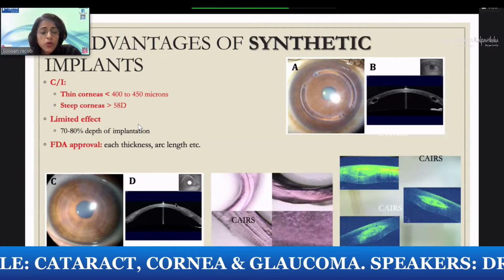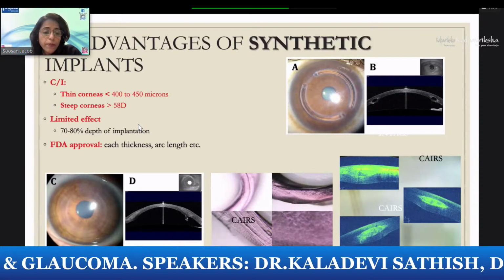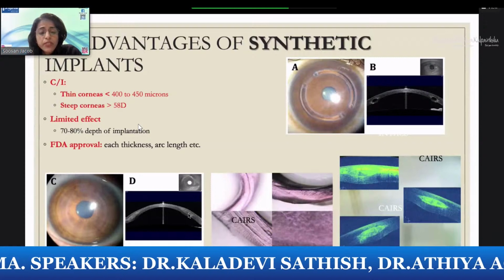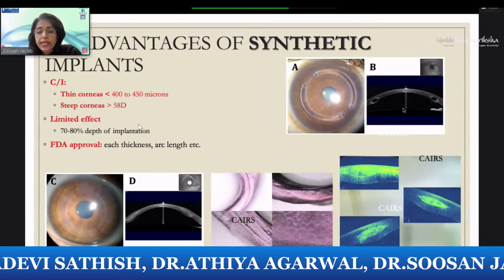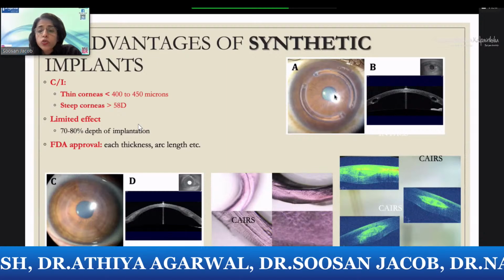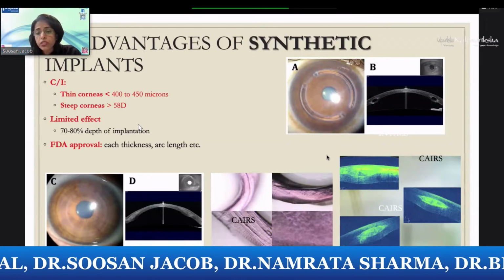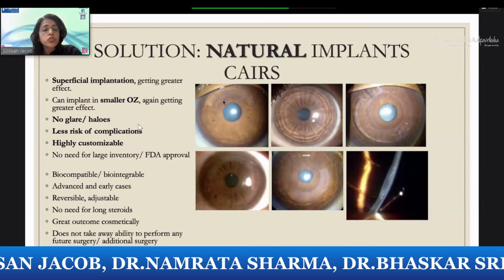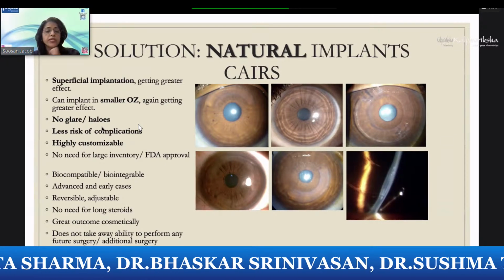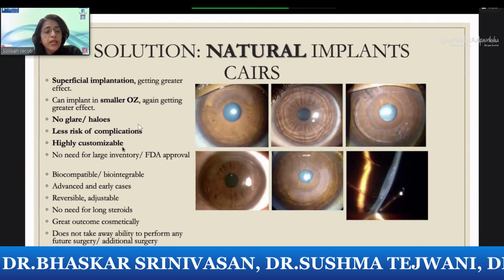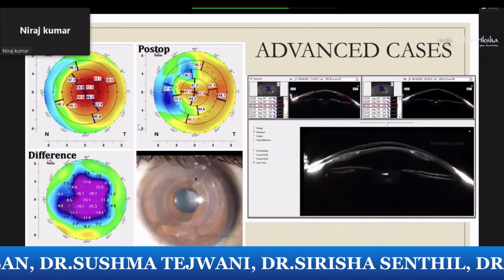But with corneal CARES, you're not worried about that, so you can implant more superficially. This allogenic tissue is biocompatible, it's not going to erode out. So we have been implanting this at about 50% depth, and you get a much better effect than Intacs. You can also go into smaller optic zones than Intacs, again getting a much better effect. That's a huge advantage of CARES. You don't get glare and halos as compared to Intacs or other Kera rings. Less risk of complications, highly customized. So these are big advantages.